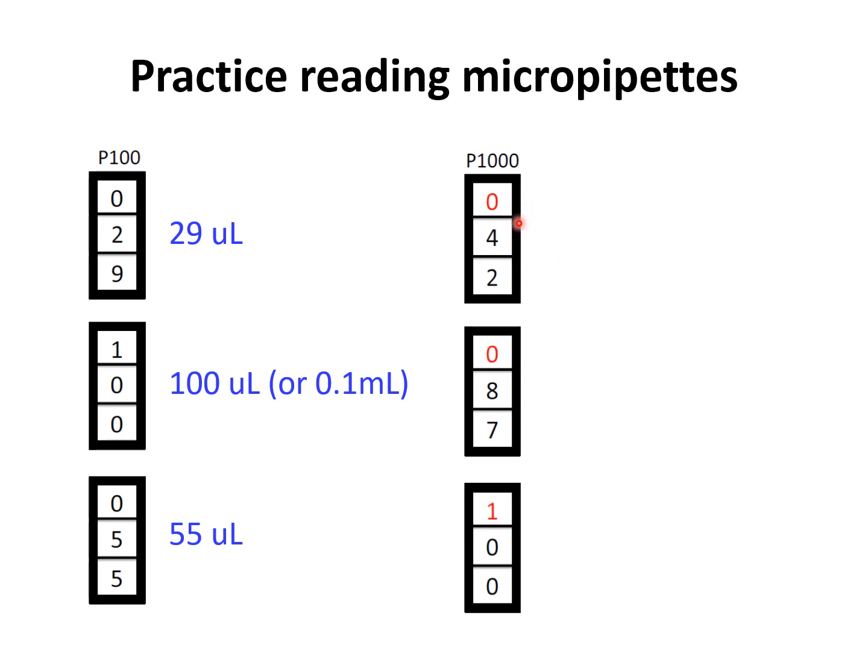Okay. P1000, remember the thousand, the hundreds, okay, and then the tens. So therefore 0.42 would be 420 microliters. This one right here would be 870 microliters. And this one right here would be 1000 microliters, which is basically the same thing as saying 1 milliliter.